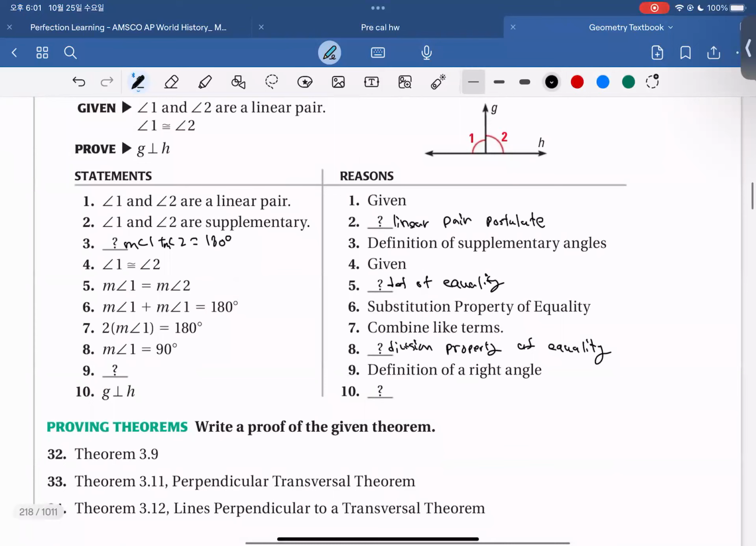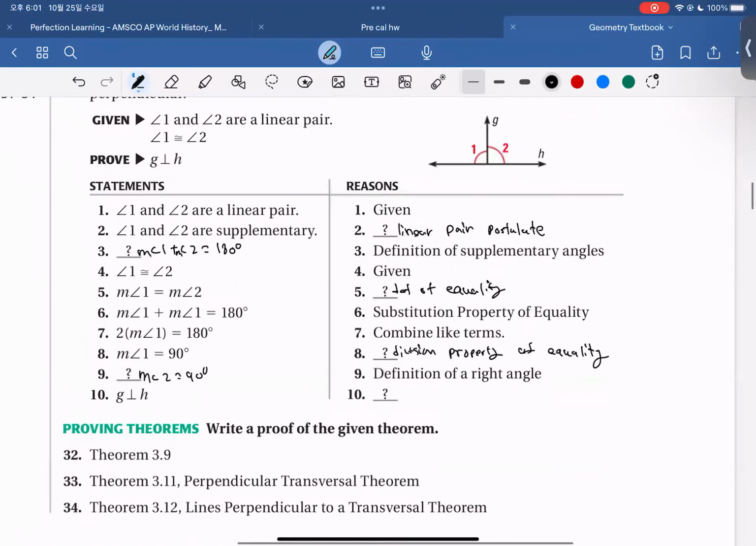You can also, and this would be the definition of perpendicular angles.